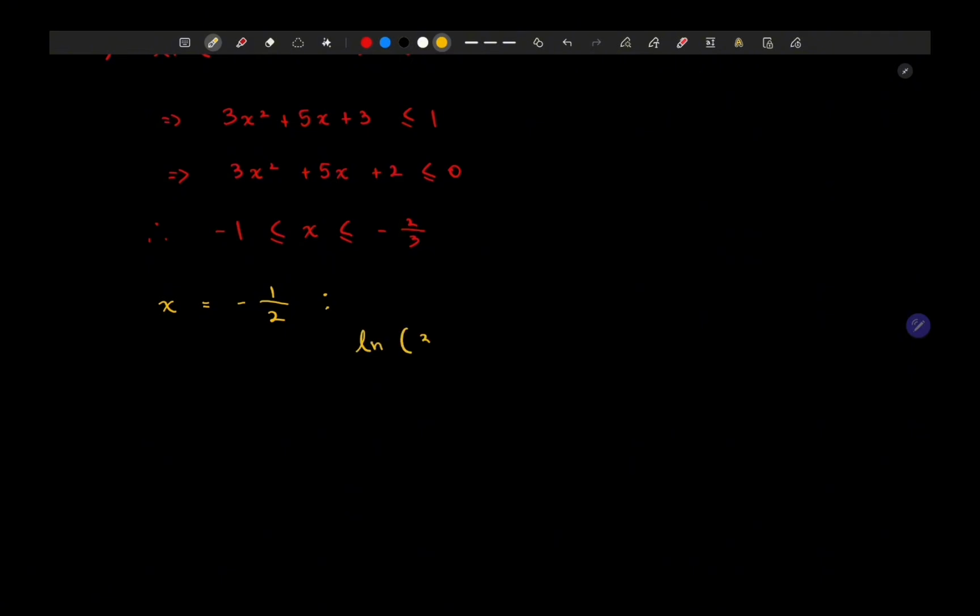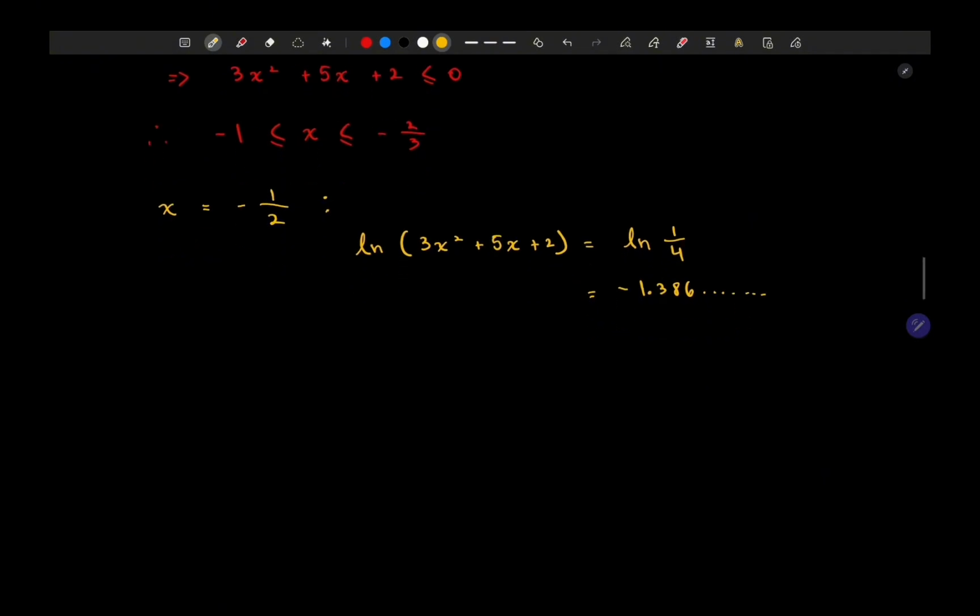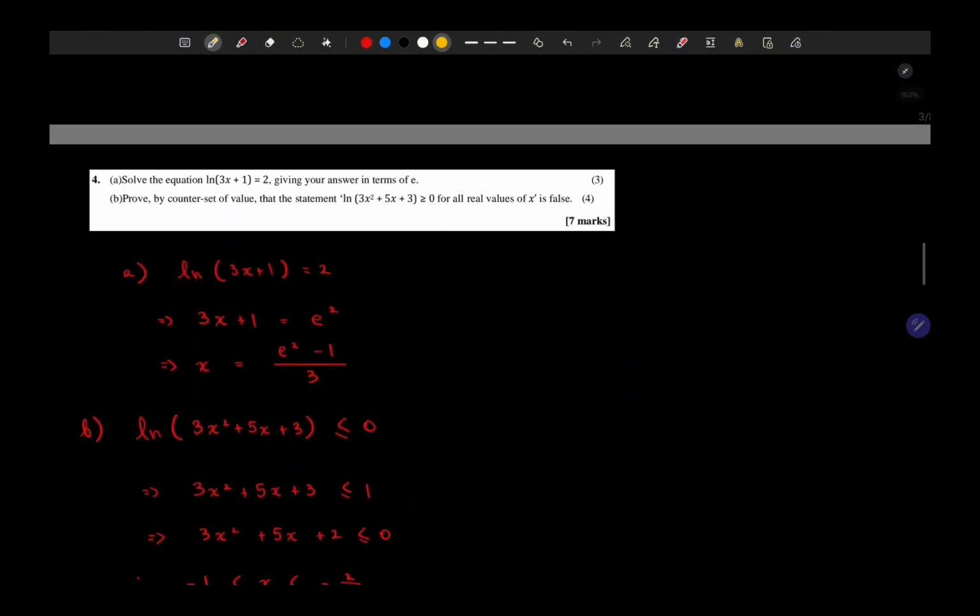So the value of ln 3x squared plus 5x plus 2 will be equals to ln 1 over 4. And I think ln 1 over 4 is a negative value. Yep, so it's a negative value, which is minus 1.386 and so on. So this proves that the statement is false. So that is it for this question. Now moving on to the next question.